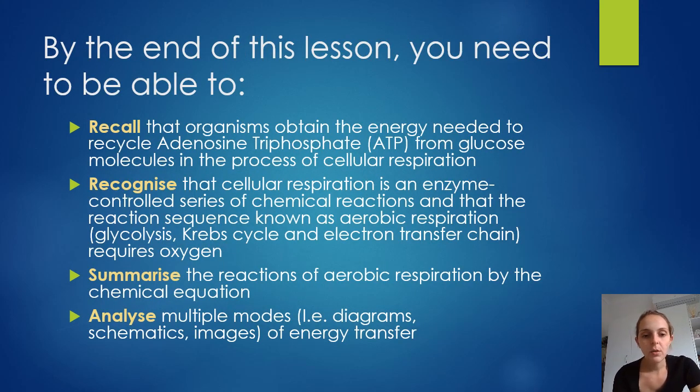All right, so have another look at those goals. Remember, you need to recall that we make ATP from glucose in cell respiration. You need to know that that's controlled by enzymes and that we have glycolysis, Krebs, and the electron transfer chain, and that requires oxygen to do those 3. You need to be able to summarize these by the chemical equation and also know the inputs and outputs of each of those phases. And we've also looked at multiple modes of energy transfer through these different diagrams in the PowerPoint.